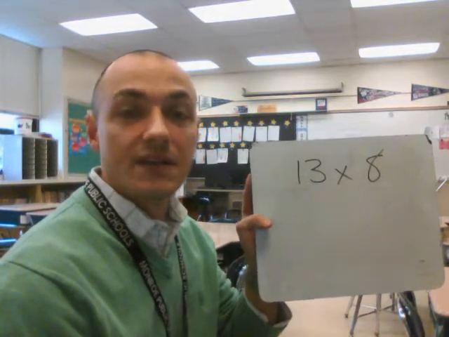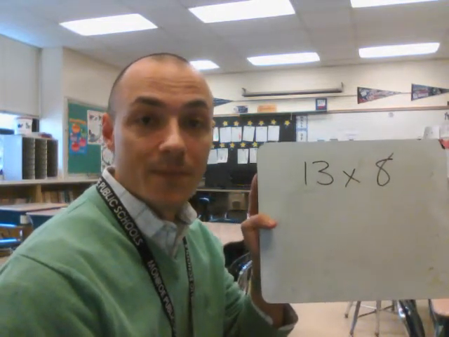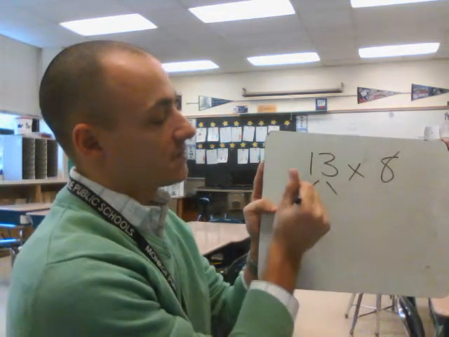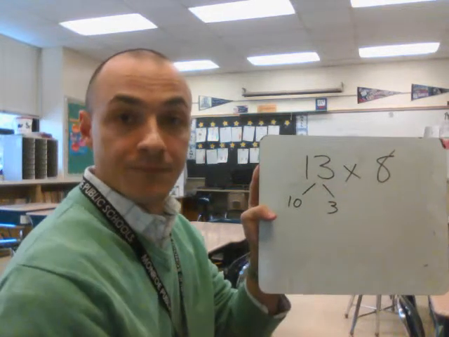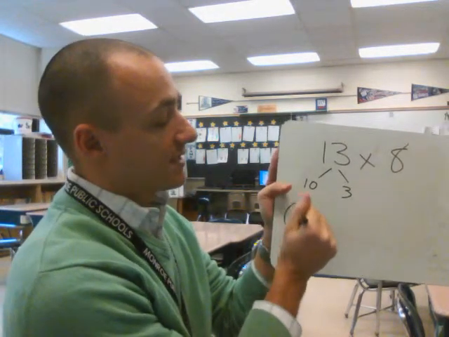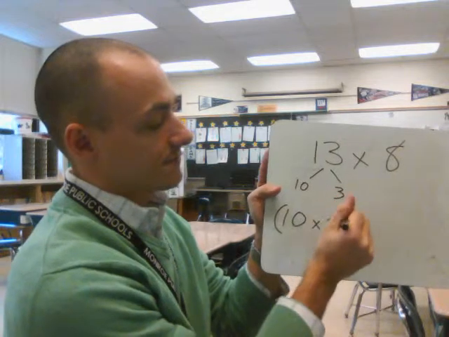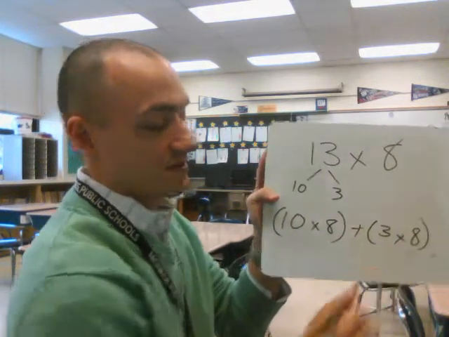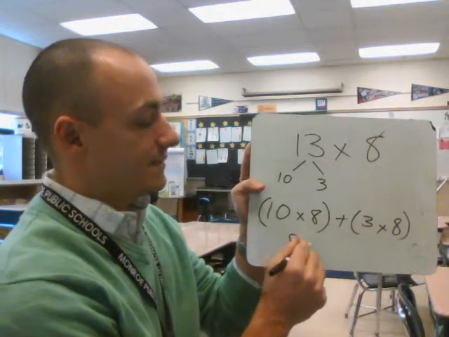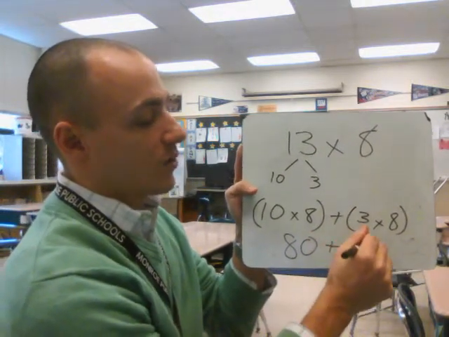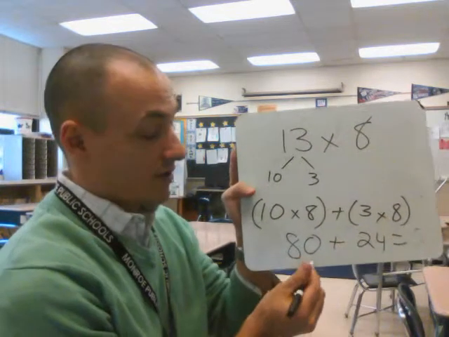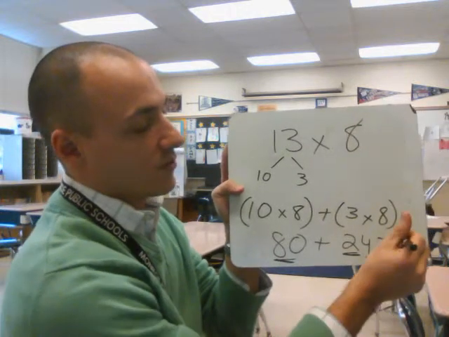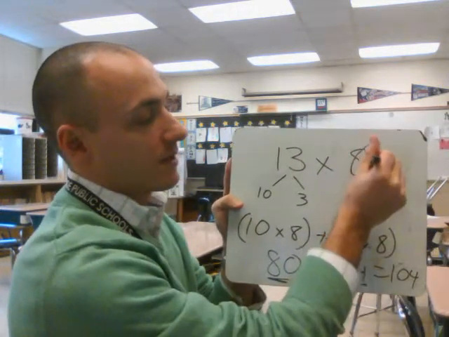Let's look at the number 13. This is an easy one to decompose and split up. So rather than 13 eighths, we can split 13 into 10 and 3. So now we have 10 groups of 8 plus the other 3 groups of 8, which brings us to 80 plus 24. We put our 8 tens and our 2 tens together for 100, and our ones is 4, so our answer is 104.